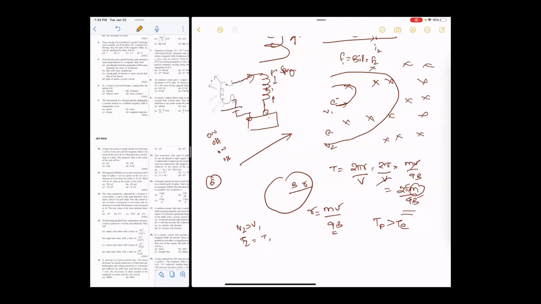So what is happening? How is this possible? I have thrown an electron. See the application of this. I'm throwing the electron at 1 meter per second. So velocity of electron is 1 meter per second. This is how the question is asked. Okay.